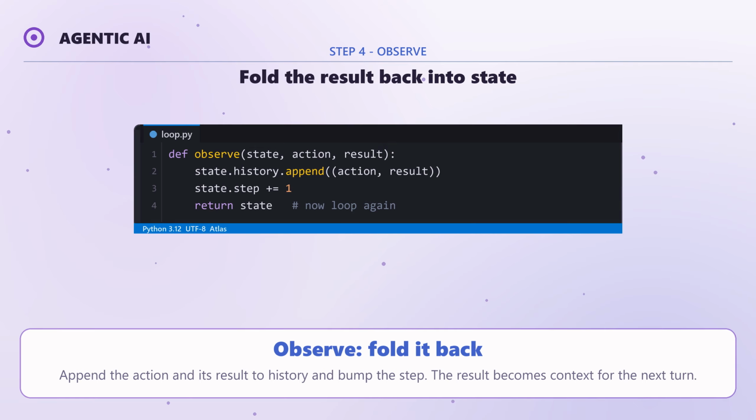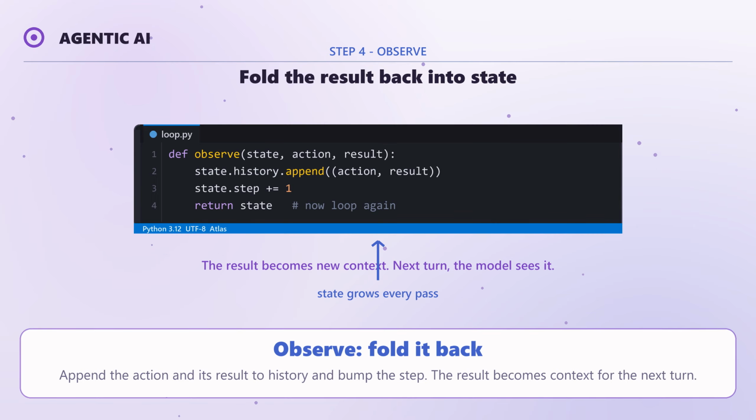Step 4, observe. We take the result of the action and fold it back into the state. Append the action and its result to history and bump the step counter. Now the loop comes full circle because next time we perceive, the model will see this new result as part of the context. That's the feedback that makes it a loop and not a straight line. The state grows a little with every single pass.